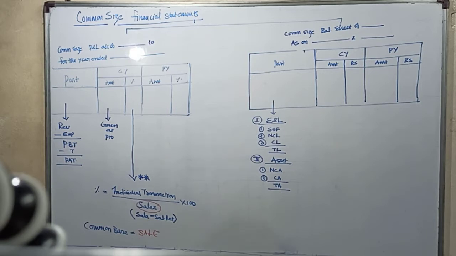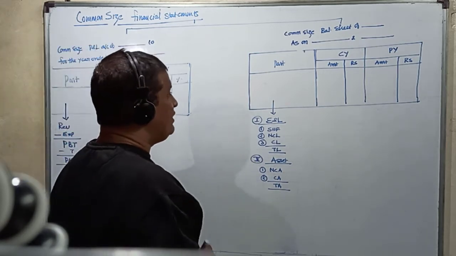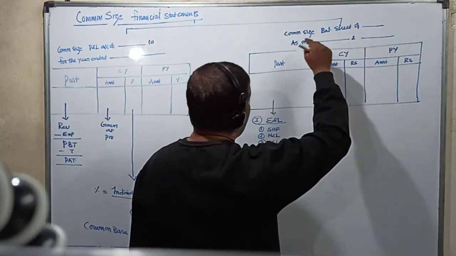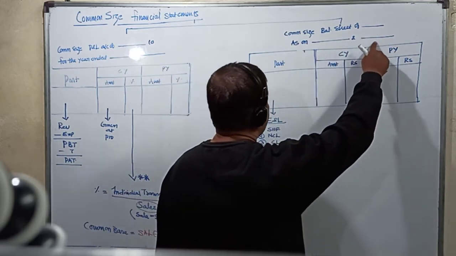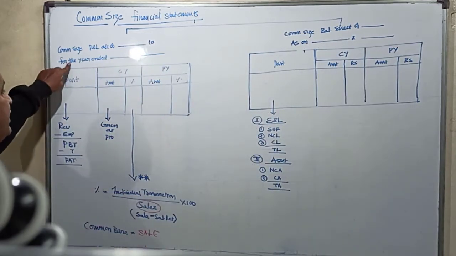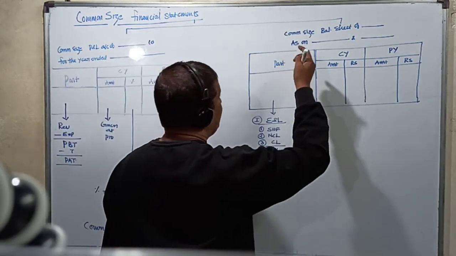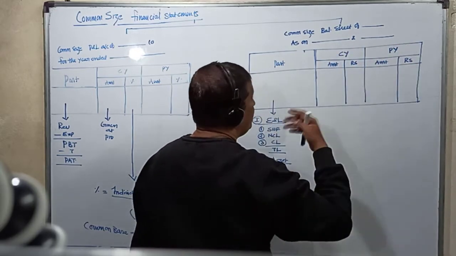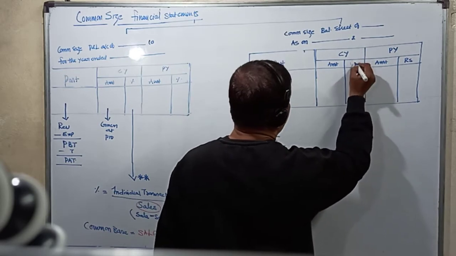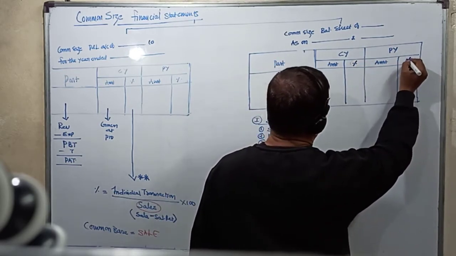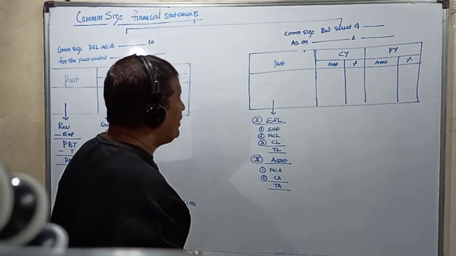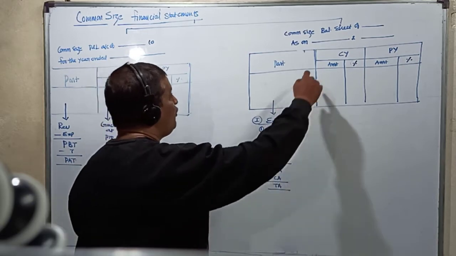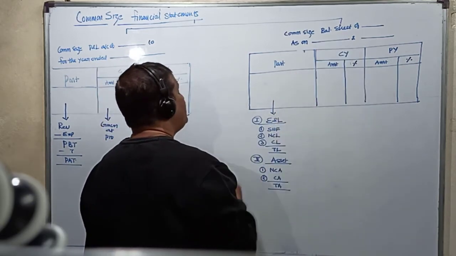Having understood the common size profit and loss account, we'll understand the common size balance sheet. Common size balance sheet of dash company as on dash and dash. The profit and loss account is for the year ended; the balance sheet is as on. Again, particulars followed by two columns, current year and previous year, each with amount and percentage. Now in the particulars column, we write the pro forma of the balance sheet.